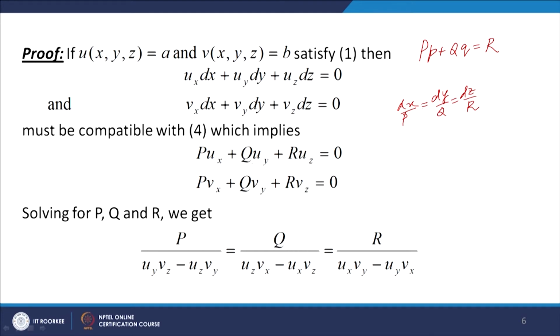Now, if we solve these two equations with respect to P, Q and R, what will we get? P over u y v z minus u z v y equal to Q over u z v x minus u x v z, and then R over u x v y minus u y v x. So, this is what we get when we solve these two equations for P, Q and R.